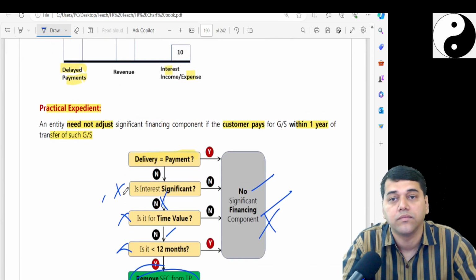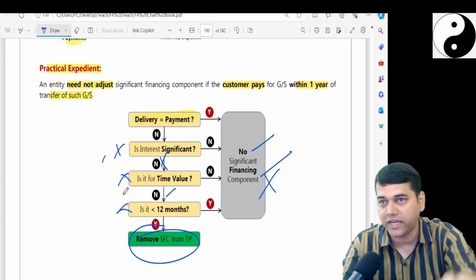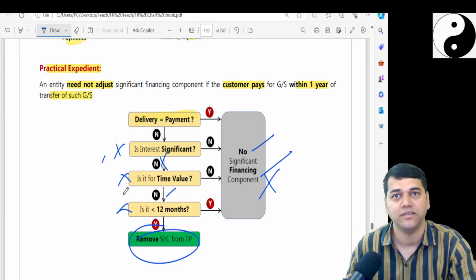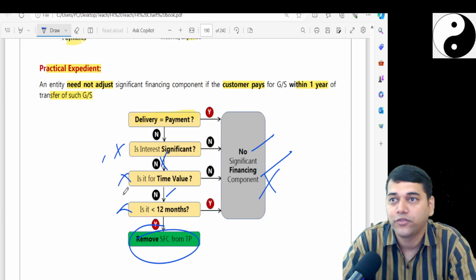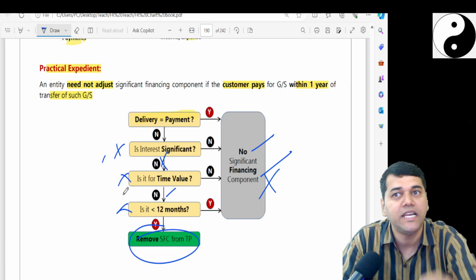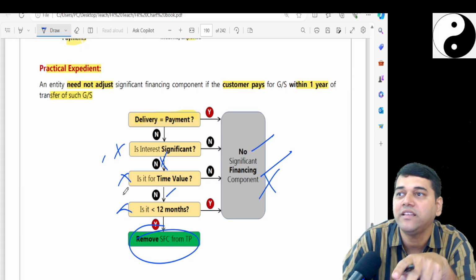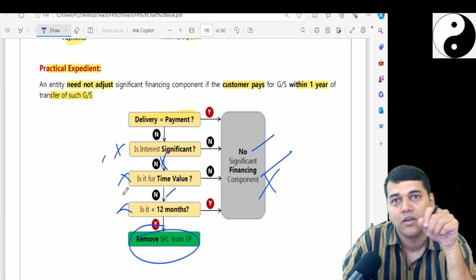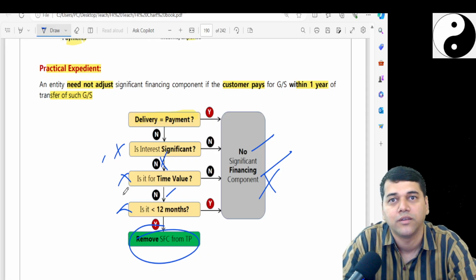Delivery and payment means on one hand you give the material, on the other hand you take the cash at this point of time only. It's called cash sales. But if you take money and you didn't deliver, it is a customer advance. Then you have to test whether there is any significant financing component. Or you delivered and the customer didn't pay, check for a significant financing component.